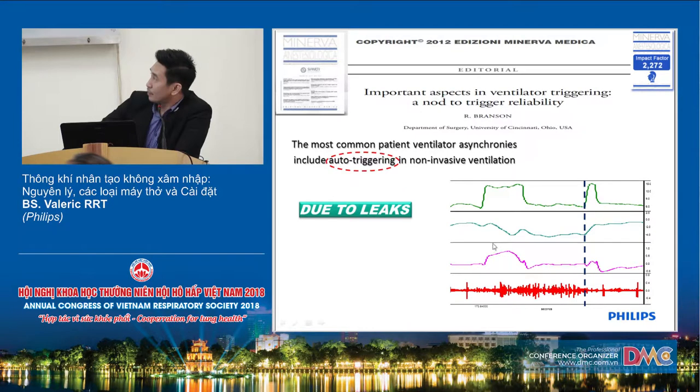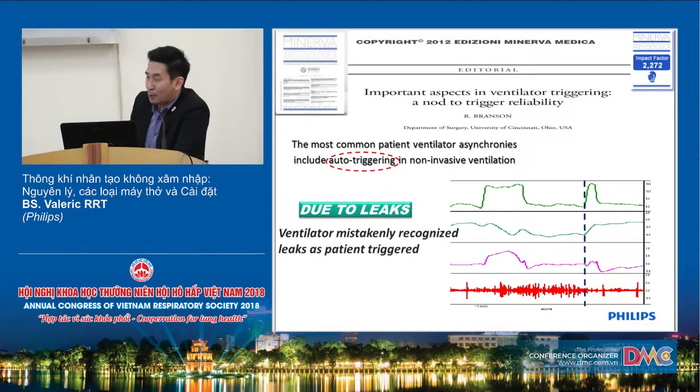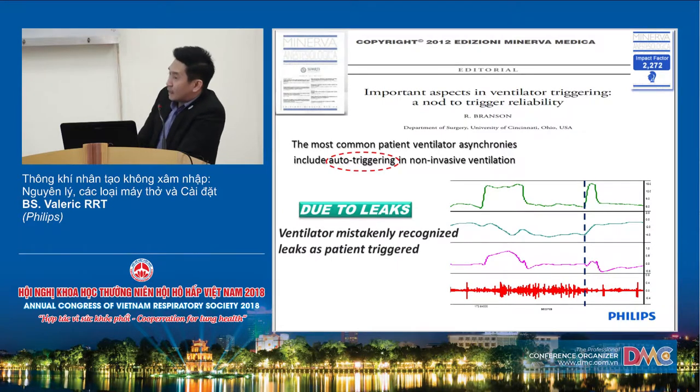So this one is the patient effort, activity of the diaphragm. This one is your pressure. So the ventilator delivers, but in the next one the ventilator delivers again, but the patient is not asking for breathing. The reason why is the ventilator mistakenly recognizes leaks as a patient trigger. So the ventilator will deliver a breath even when the patient is not asking for breathing. So that's the reason why that happened, the desynchronization between the patient and the ventilator.